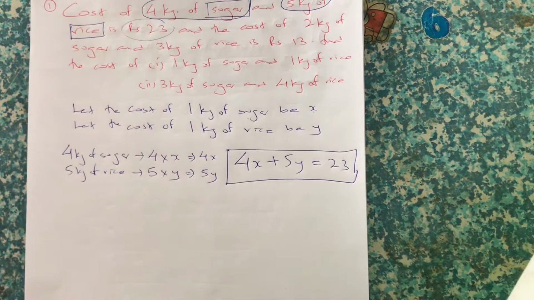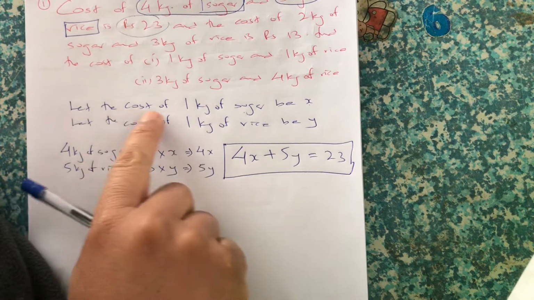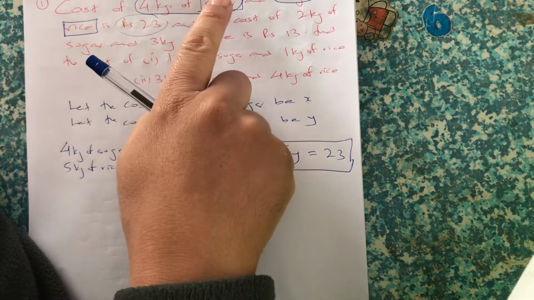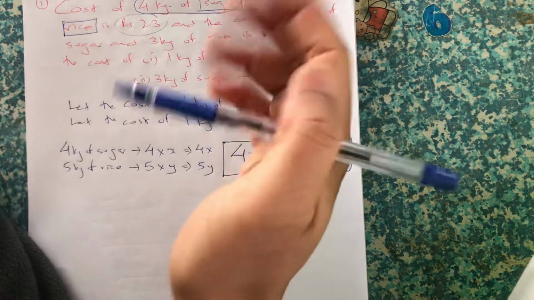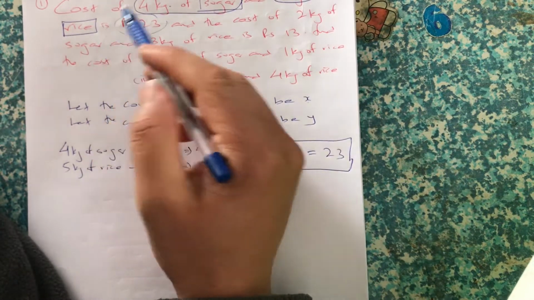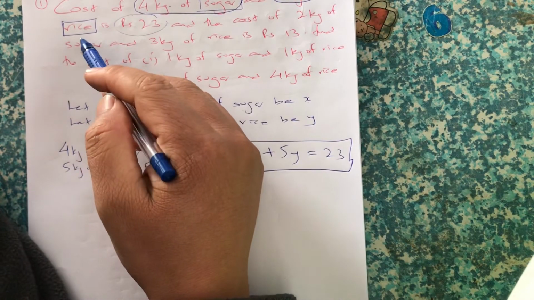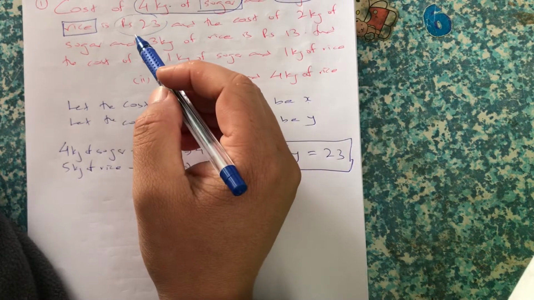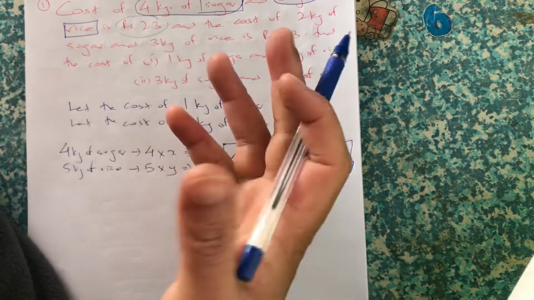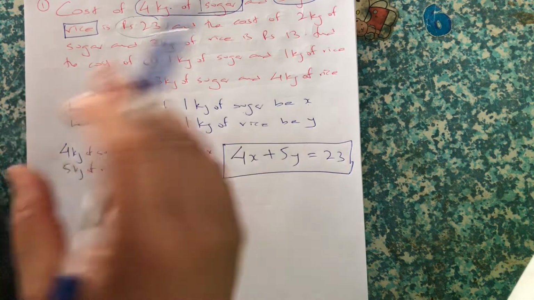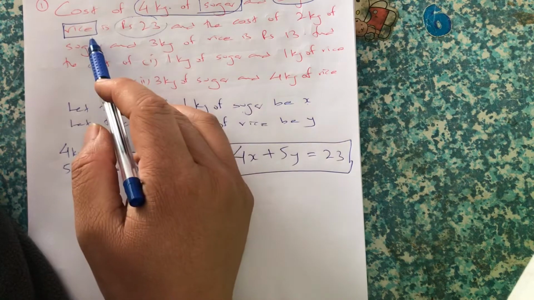So how do I start a sum? We always start by checking what exactly they are talking about. They may talk about sugar and rice, they may talk about salt and dal, or they may talk about anything. Whatever they mention, it could be apples and oranges.